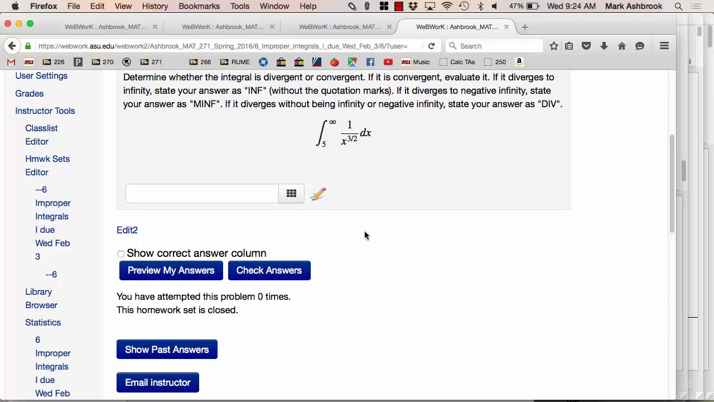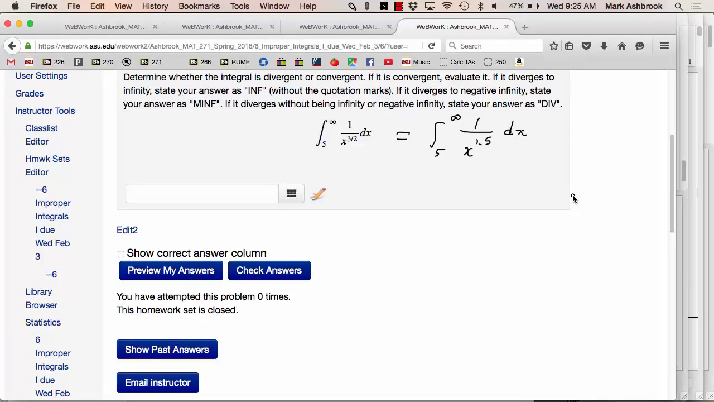Okay, so improper integral, from 5 to infinity of 1 over x to the 3 halves dx. This one is of the form where we could answer the question without doing the math. Sometimes we have to do the math, but this one we talked about last time. It's of the form 1 over x to a power, and this is like x to the 1.5.